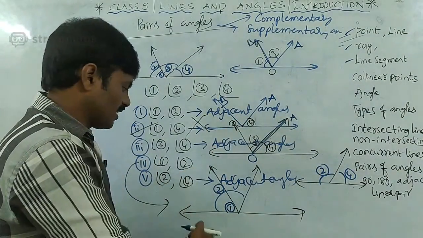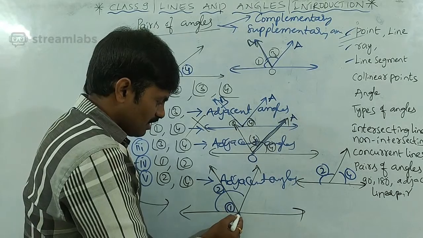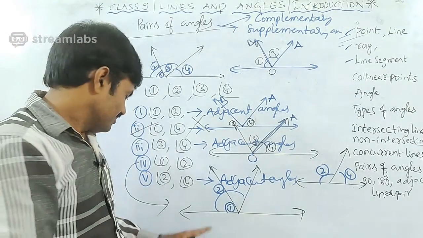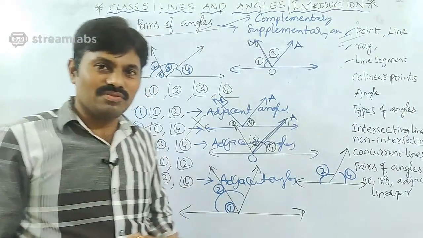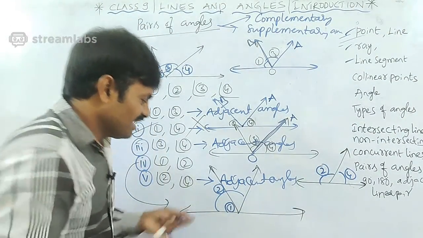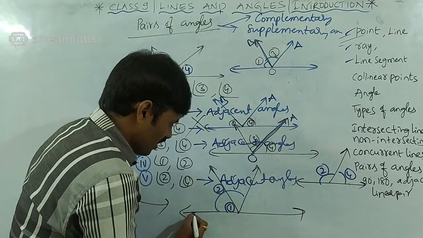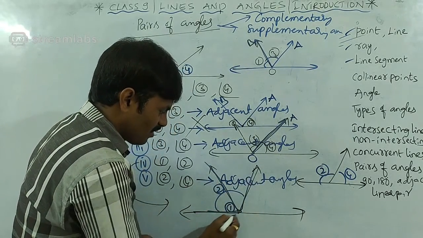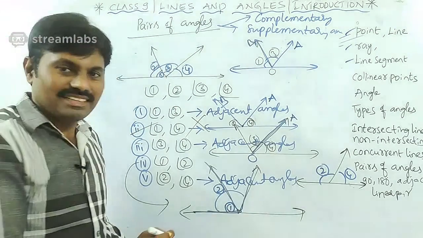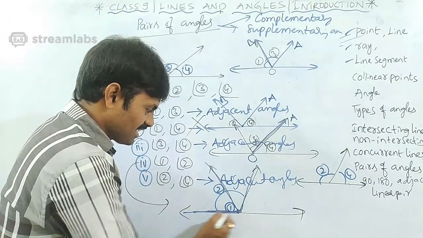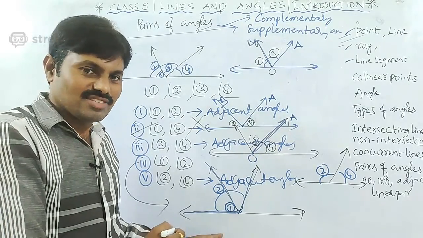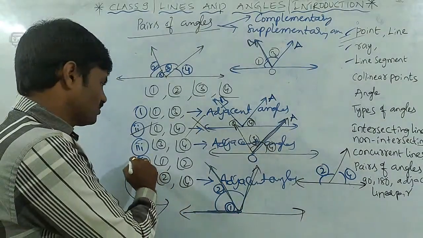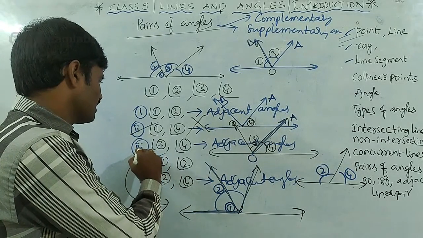Now come to the fourth one. Are these having a common side or not? The fourth one is the question to you, whether it has a common side or not. Common vertex is there. Angle 1 is this one, angle 2 is this one. Now for these two, what is the common side? Yes, this is the common side. So this also comes under a pair of adjacent angles, angle 1 and angle 2 also. So the fourth one is correct.